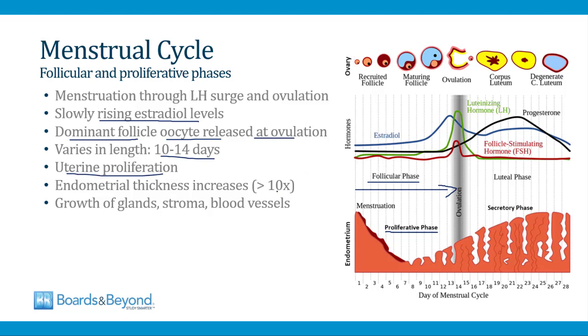The thickness can increase as much as 10 times from the beginning of the proliferative phase to the secretory phase. And all the elements of the endometrial lining, the glands, the stroma, the blood vessels, they're all growing in size as part of this proliferative phase.